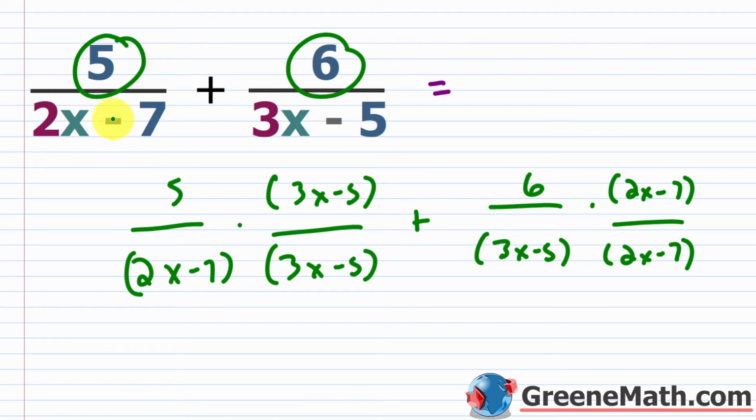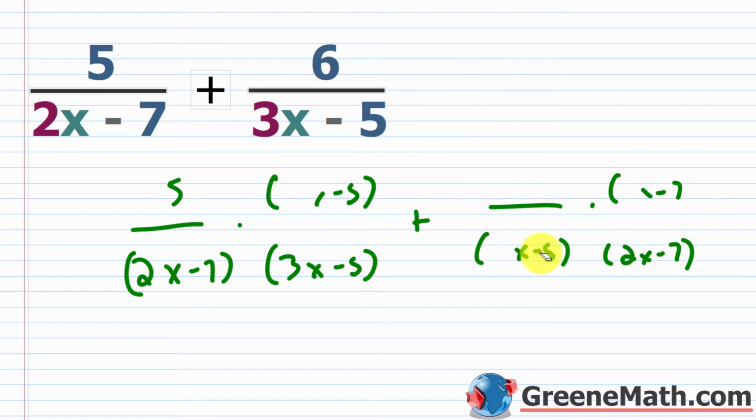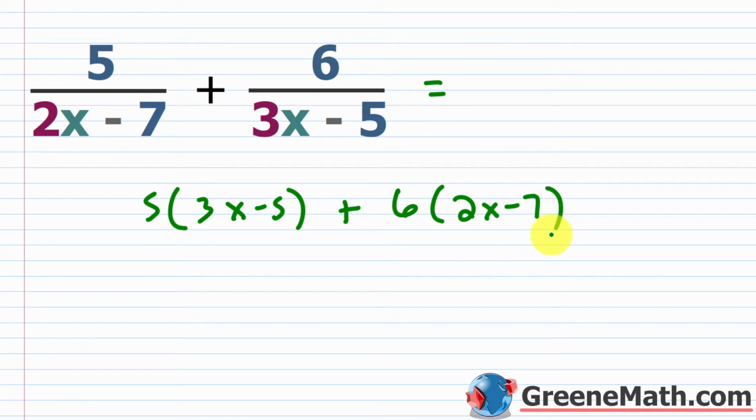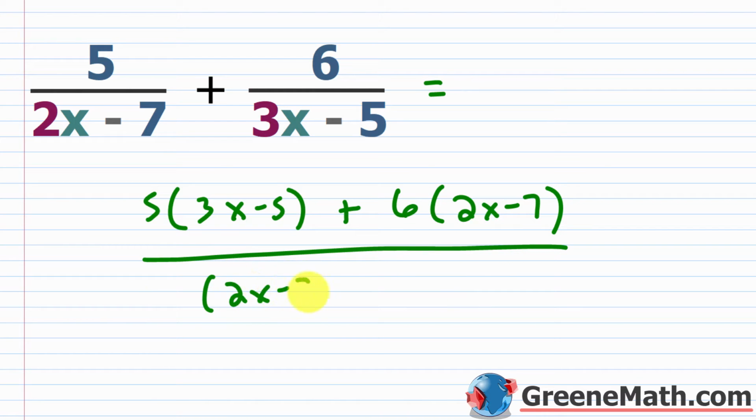Okay, in this case, it's this denominator here. So to shortcut this, let me erase this real quick. And I'm just going to do this for the rest of the practice test. I'm going to take this 5, and multiply by this other denominator, this 3x minus 5. Then plus, I'm going to take this 6, and multiply by the other denominator, so this 2x minus 7. Then this is going to be over the LCD, which is the quantity 2x minus 7, times the quantity 3x minus 5.